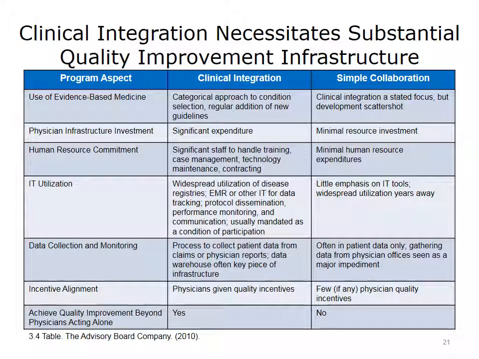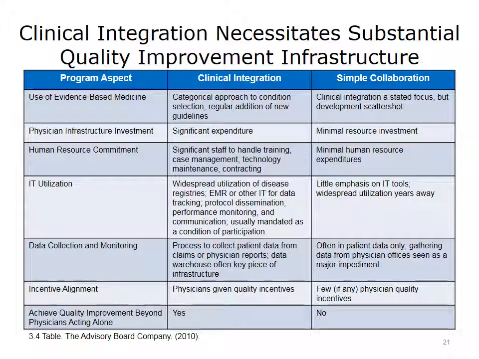Data collection and monitoring in clinically integrated networks are much more sophisticated. Often, there is a data warehouse where data are shared across multiple institutions. And it's often a very key piece of infrastructure even to create a clinically integrated network. There often are processes to collect patient data from claims, billing data, and other physician reports. In a simple collaborative network, where physicians are loosely collaborating, often there is just data gathered from a physician's office. There are not the significant investments in a data warehouse or other pieces of infrastructure.